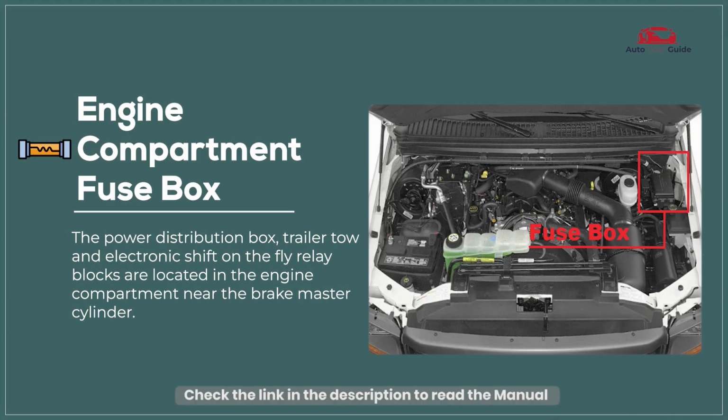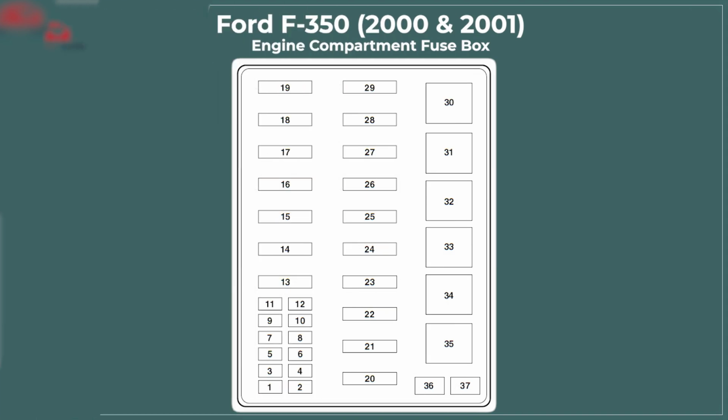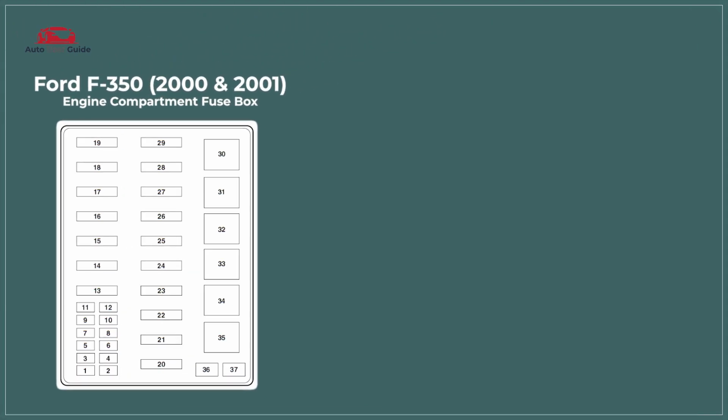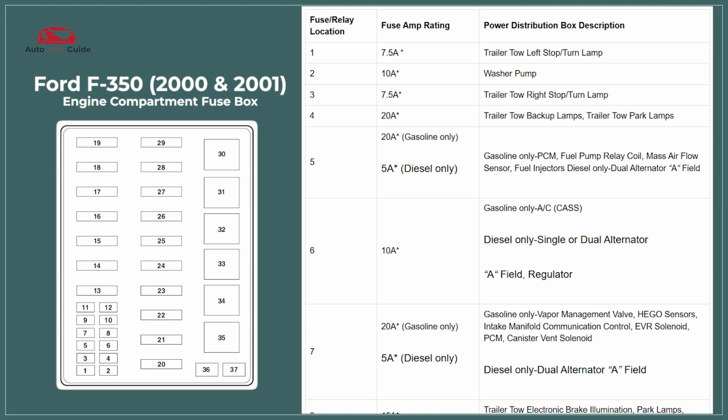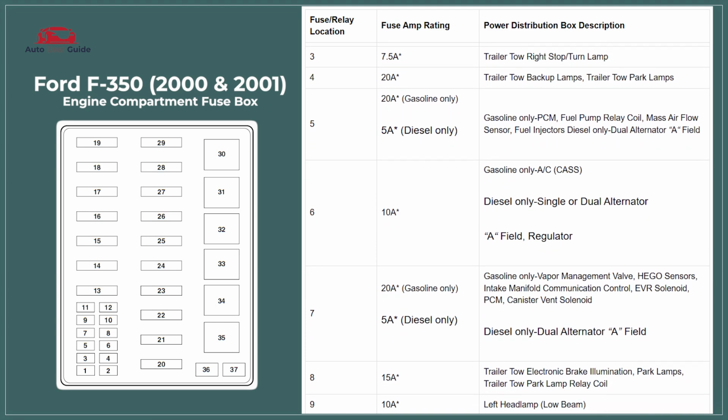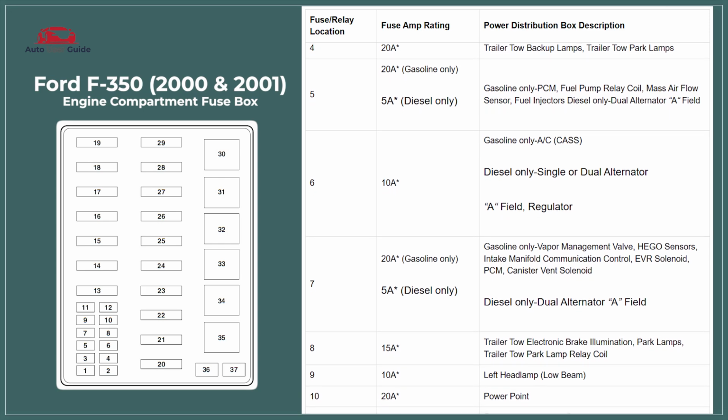Engine compartment fuse box. The engine compartment fuse box in the 2000 and 2001 Ford F-350 protects major engine-related circuits such as the fuel pump, ignition system, and cooling fans.